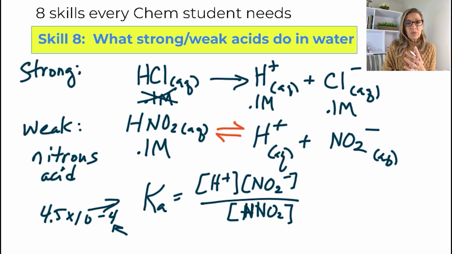So very similar situation for strong bases. Strong bases completely dissociate, and weak bases will only partially dissociate. So I hope that helps you understand that. You need to put in your bag of tricks that you can apply to all types of problems. I hope that helps you do chemistry.